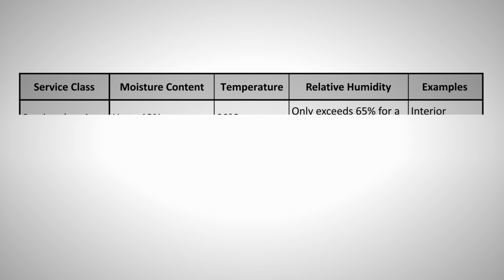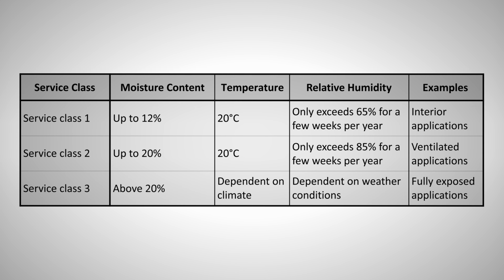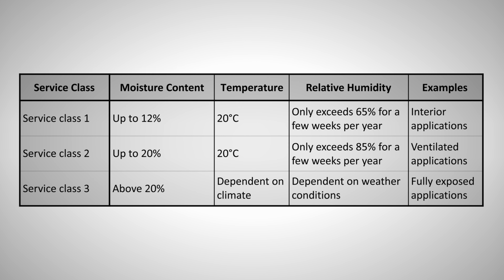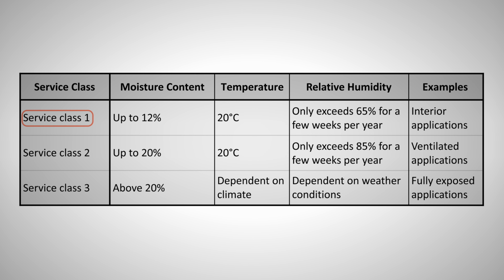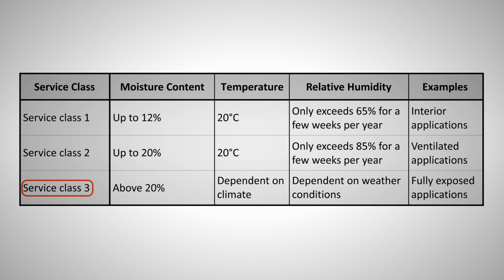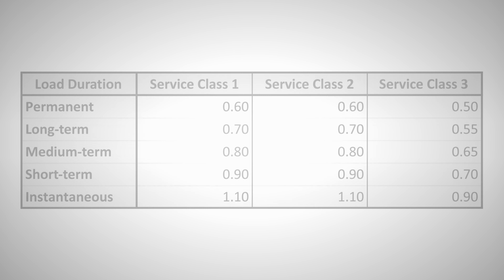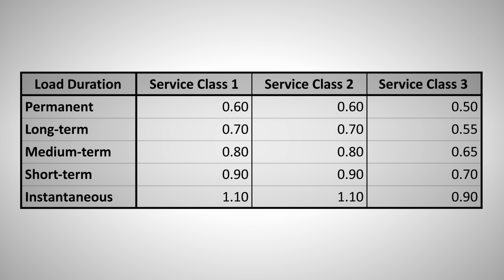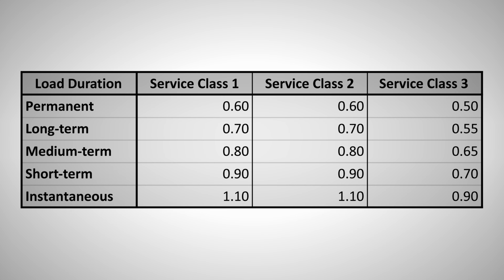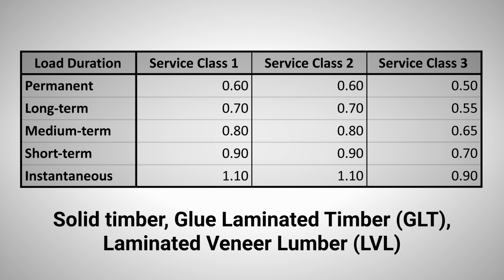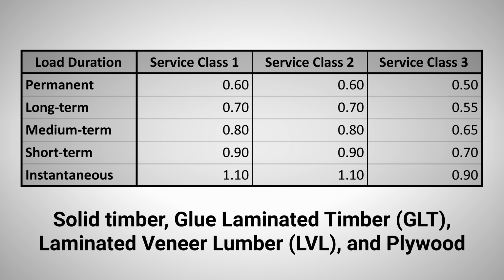These classes, 1, 2, and 3, represent different environmental conditions and their impact on timber's moisture content. Service class 1 represents dry, indoor conditions, while service class 3 represents fully exposed outdoor conditions. Depending on the load duration class and service class, the modification factor will give you one of these values for solid timber, glue laminated timber, laminated veneer lumber, and plywood.